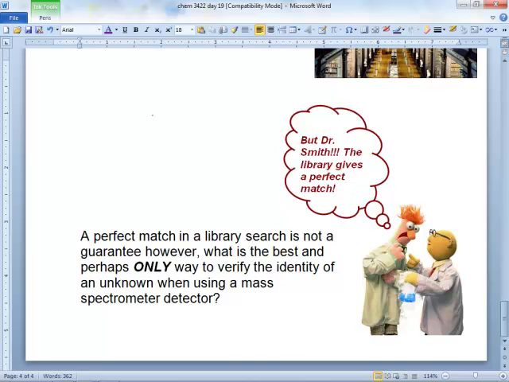compound. Verify the retention time is the same, verify that your mass spectrum is the same as his. Right? It's the same as that pure compound that you shot. That's the only way to verify an unknown. But the library search does its job, though.